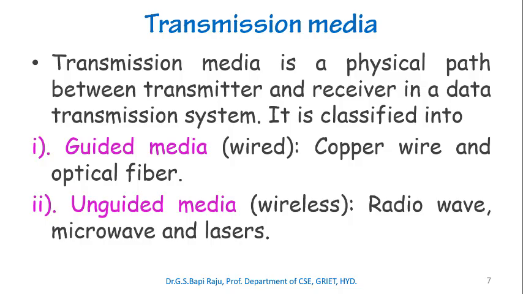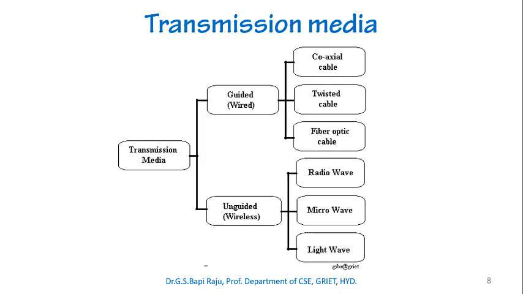So transmission media is a physical path between transmitter and receiver in a data transmission system. It is classified into two categories. One is guided media, which is nothing but wire, in which copper wire and fiber optic are used. The second is unguided media, which is wireless, in which radio waves, microwaves, and light waves, like lasers, are used. So this is the illustration of different types of transmission media.